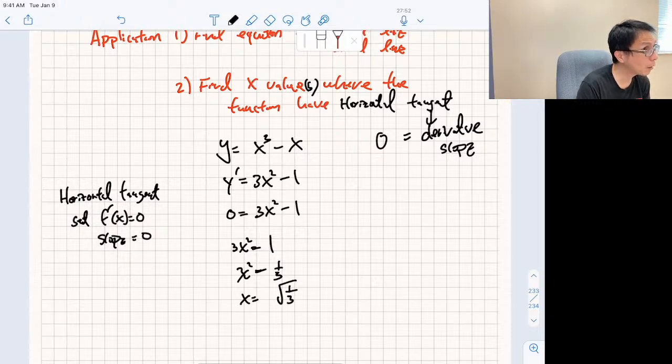Or no? What am I missing? I'm missing something. I'm missing what? Thank you, plus or minus, right? Don't forget, right? Don't forget.